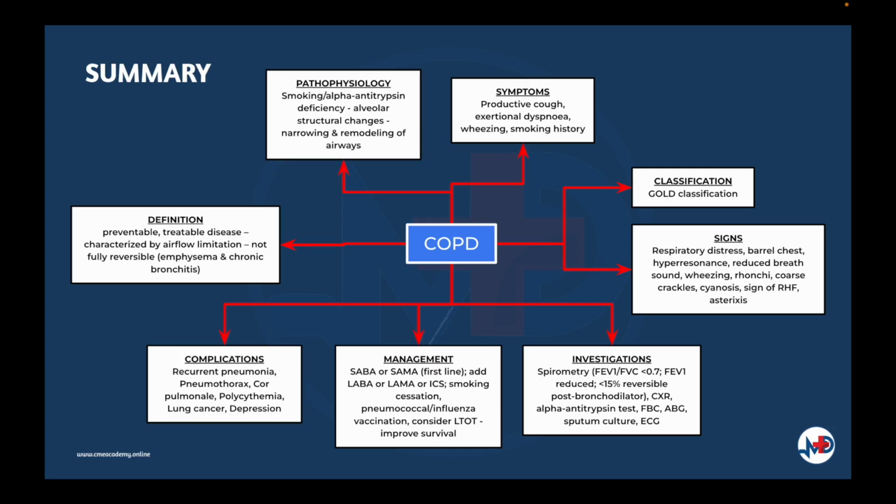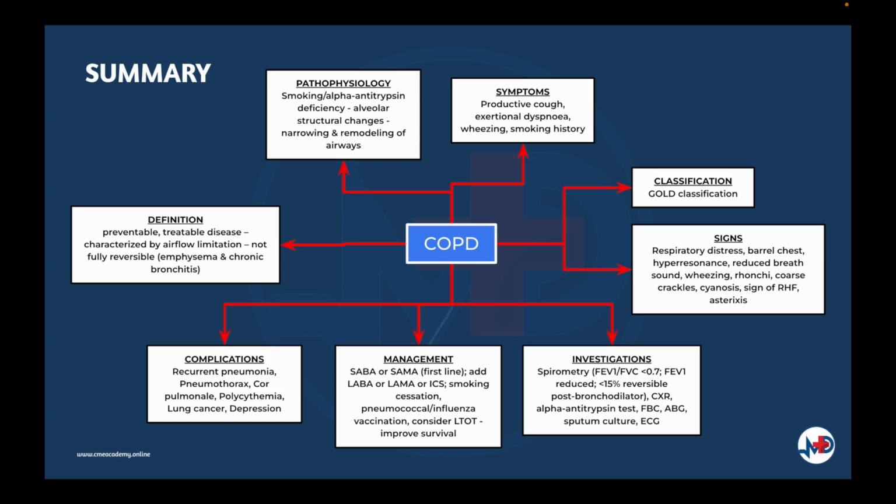The clinical signs are respiratory distress, barrel chest, hyperresonance, reduced breath sounds, wheezing, coarse crackles, cyanosis, signs of right heart failure, and any evidence of CO2 narcosis such as asterixis. Spirometry is an important investigation. Results of spirometry in COPD include FEV1 over FVC less than 0.7 and FEV1 reduced with less than 15% reversibility post-bronchodilator.